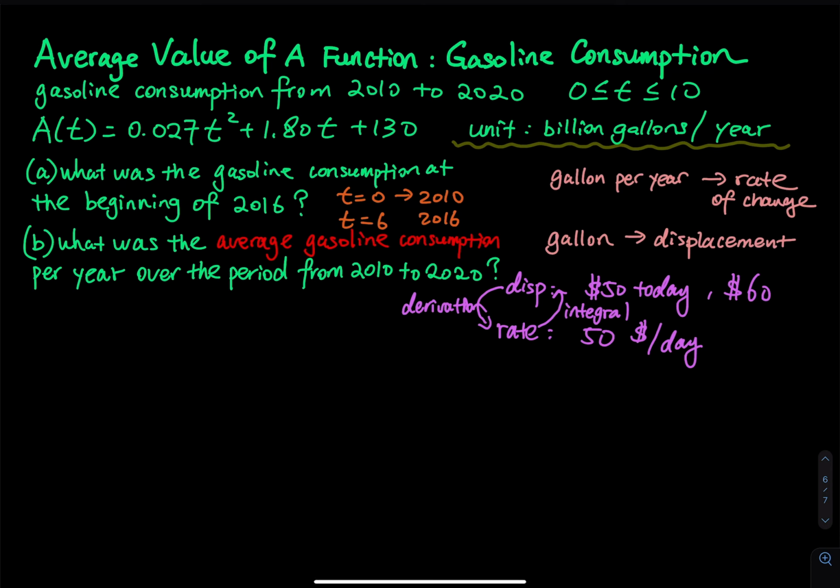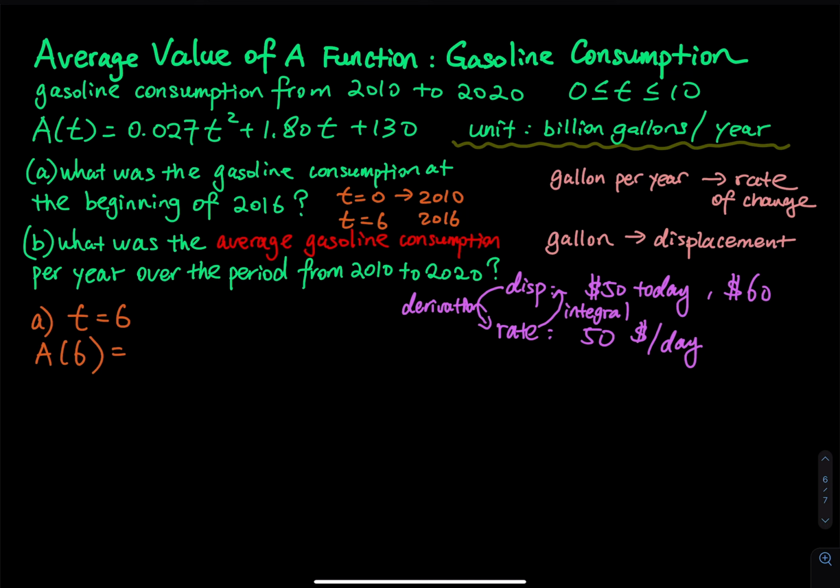What was the gasoline consumption at the beginning of 2016? I gave you the consumption function right over here. The consumption function is A of t. Then when t is equal to 6, for part A, I have A of 6. All you have to do is input the 6 into the consumption function, and then you do the math, and you will end up with a number that is in billion gallons per year.